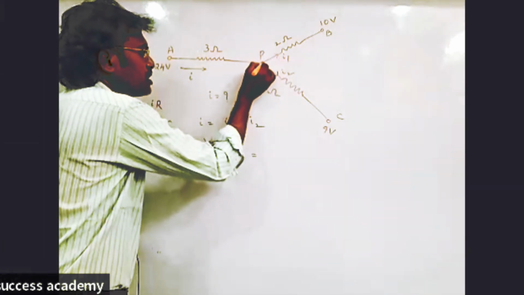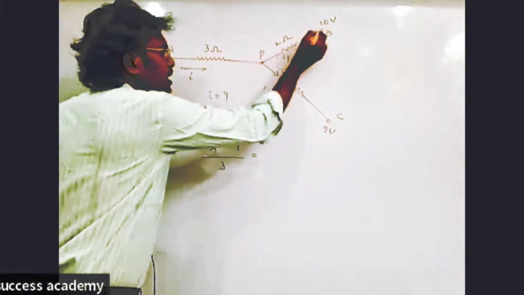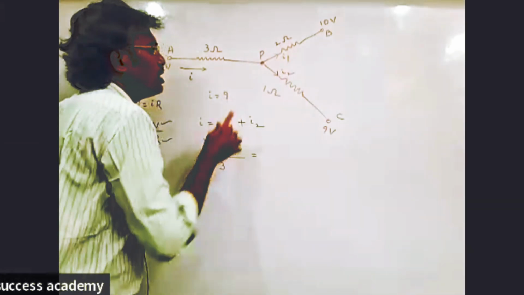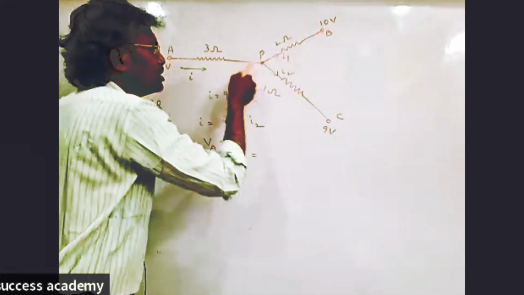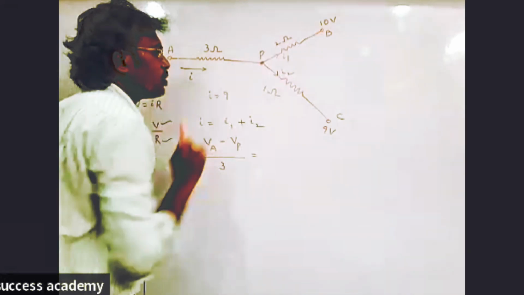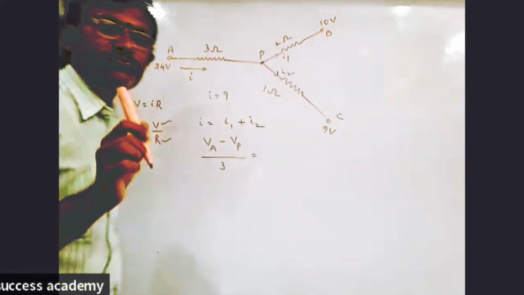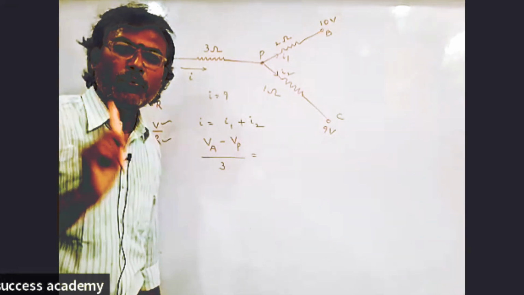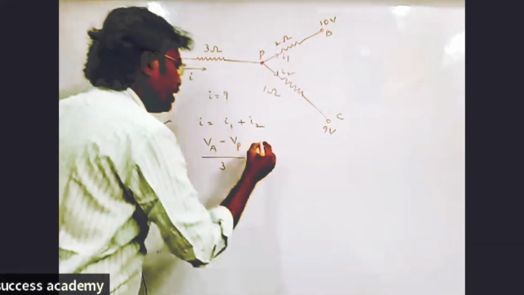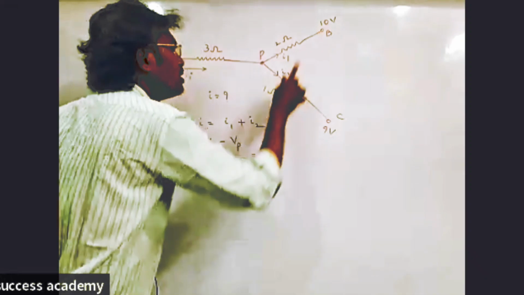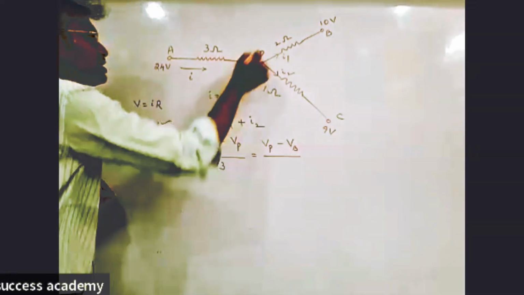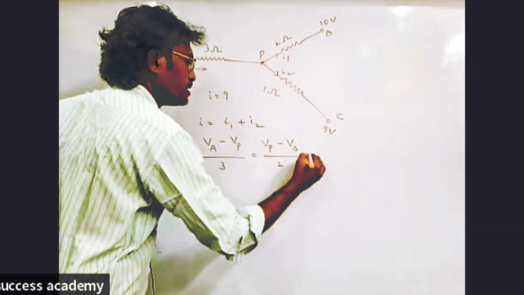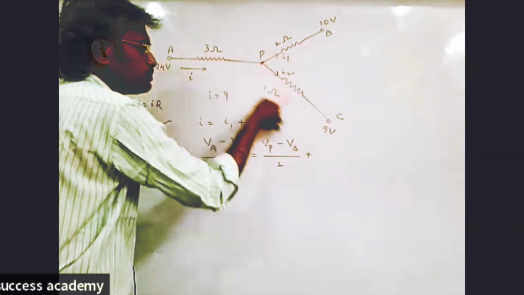So now P is the starting point. B is the ending point in this way. So current is moving from P to B. P is at high potential, B is at low potential. Why? Because the current always flows from high potential to low potential. So Vp minus Vb by resistance. Resistance is 2 ohm, plus I2 related to this branch.